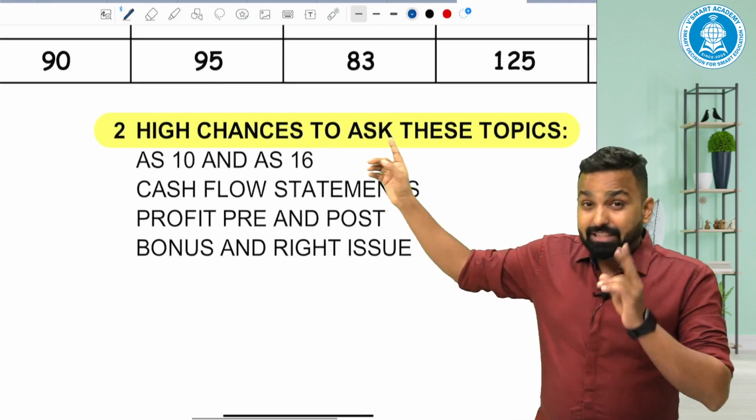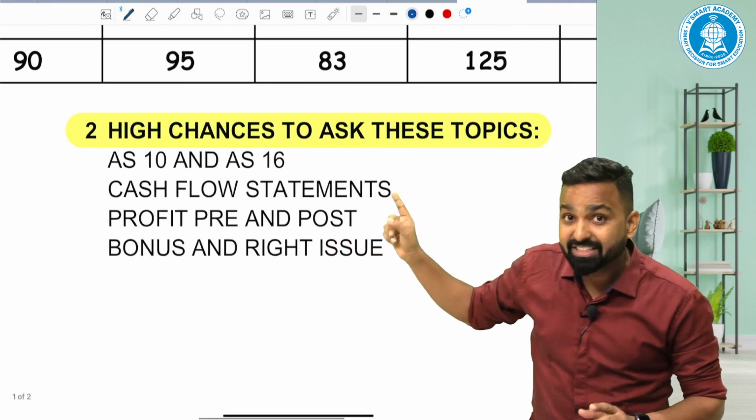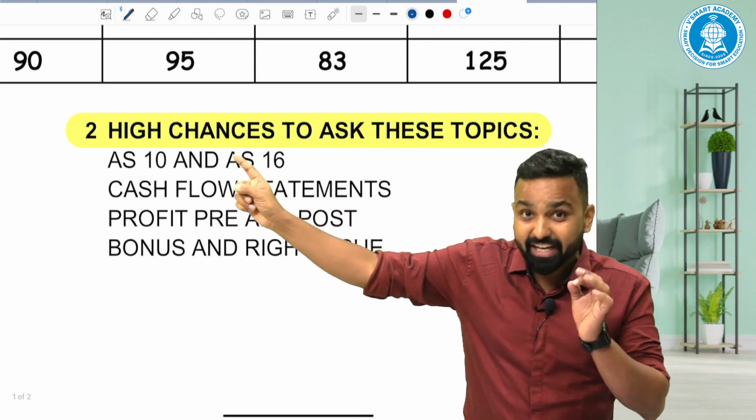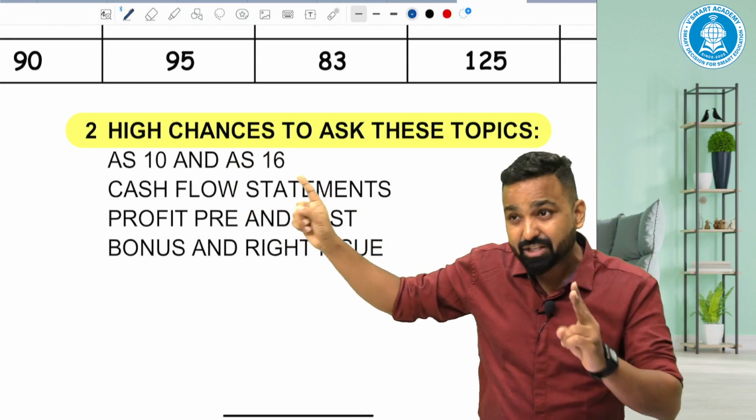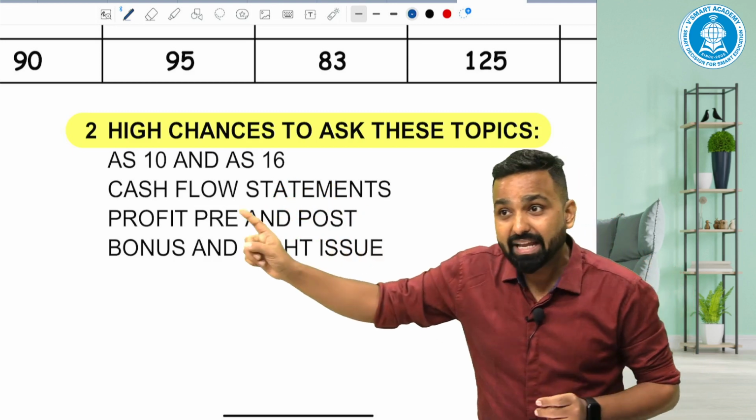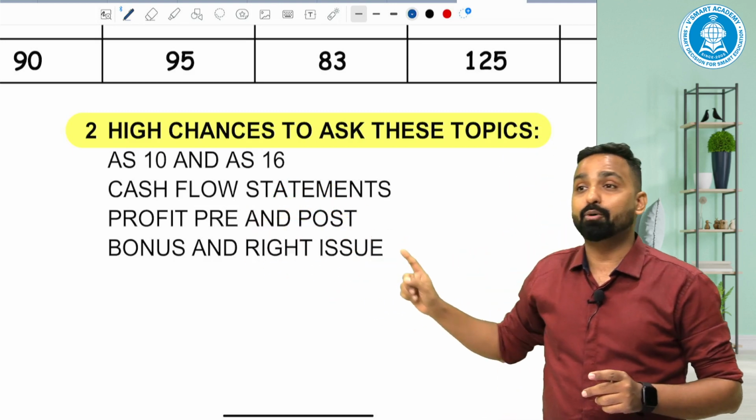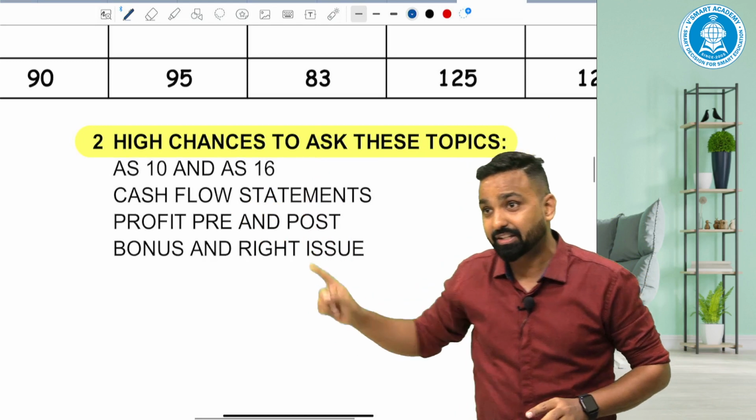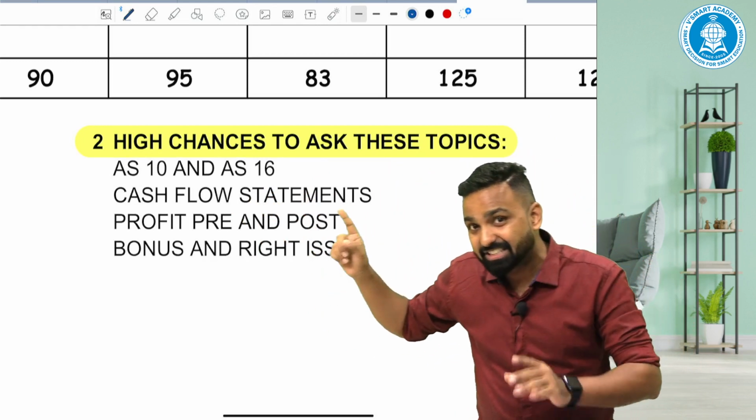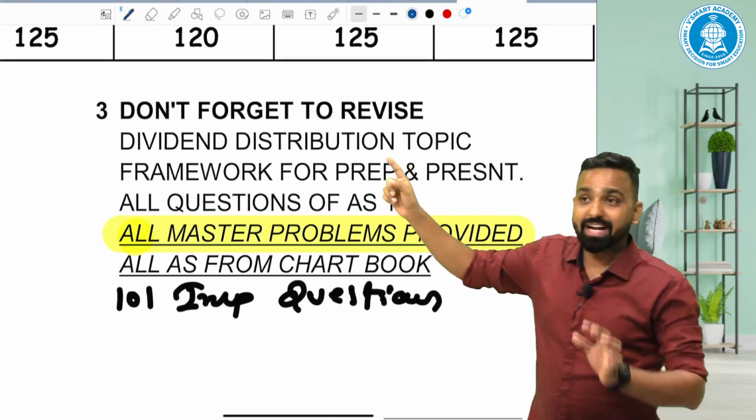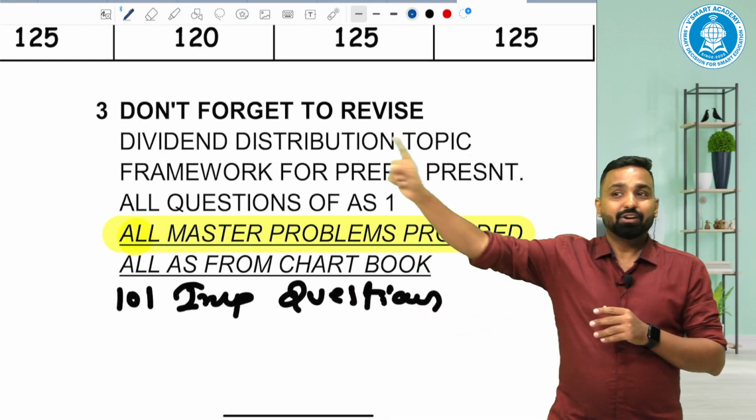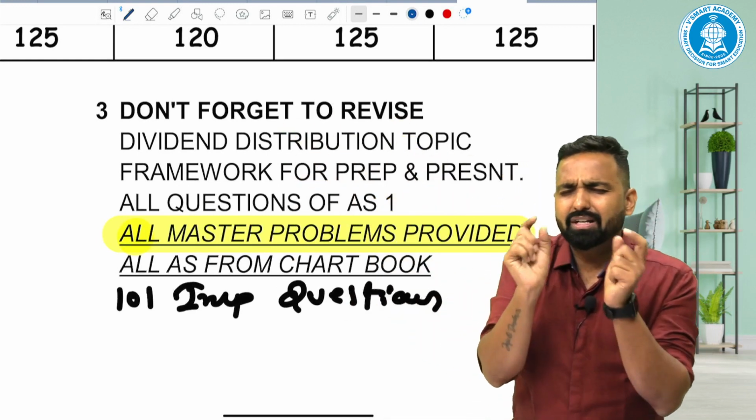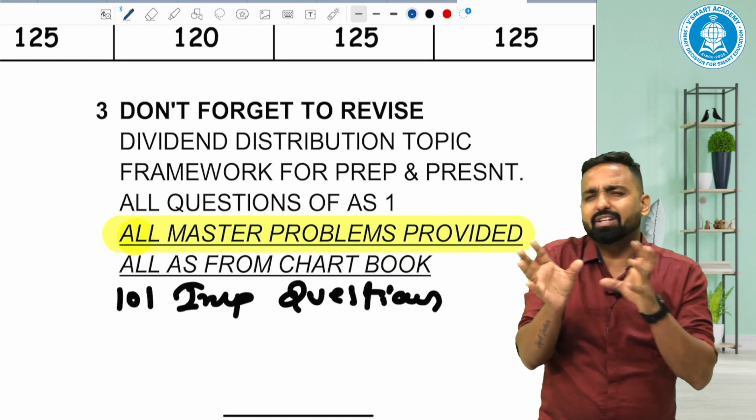The second thing is there are high chances to ask AS 10, AS 16, cash flow statement, pre and post incorporation profit and loss, bonus and right issue. These are the topics where there are high chances to ask. Now, don't forget to revise these particular things. First, you must remember the dividend distribution topic. There's a dividend distribution topic.